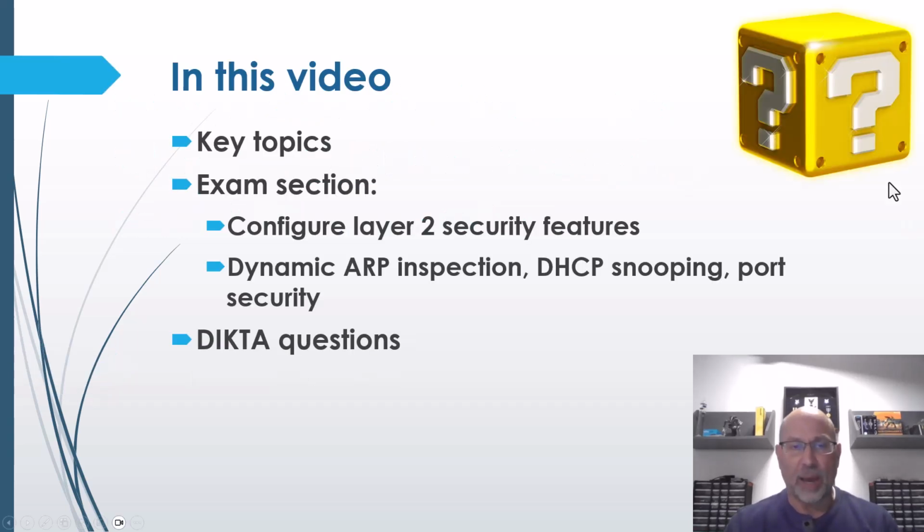So we'll talk about the key topics. Our exam section for this one is layer 2 security features. So everything that we do will be on a switch. And in particular, this time we're going to talk about and demo dynamic ARP inspection and DHCP snooping. So we'll talk a little bit about how those work again, but really we'll dive into the logic behind them, and then implementation. And of course, previously we did port security, and then we'll finish up as always with the "Do I know this already?"